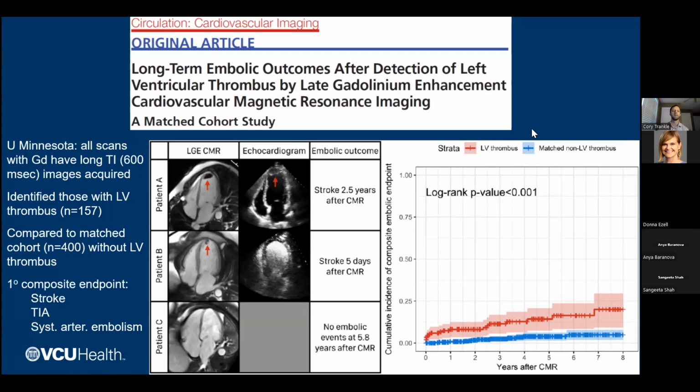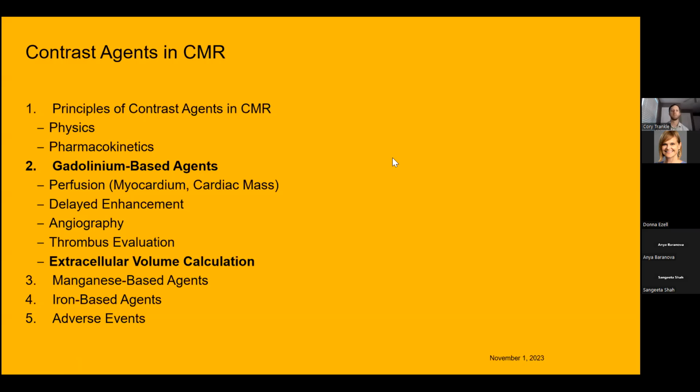Interestingly, they looked to see, in patients who had an echocardiogram within a certain number of days, I don't remember the exact time frame, how likely was the echocardiogram to find the LV thrombus. The sensitivity of echo was only about in the 50% range, and if you use echo contrast, it was still only in the 60% range. So the sensitivity of CMR is much higher than echocardiography for finding these thrombi, especially if they're not close to the apex, I presume.